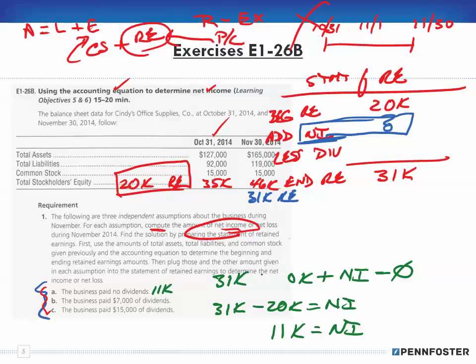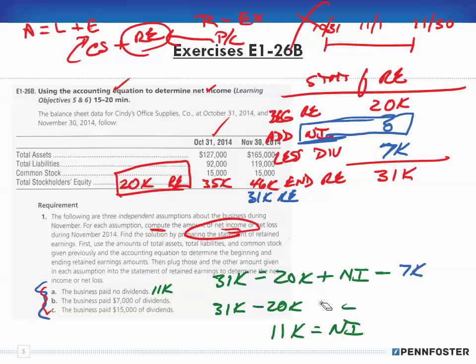31,000 is equal to, right, so it was 20. So in assumption B here, it's now saying that we're going to pay $7,000 in dividends, right? Well, what changes as far as this is concerned? Well, our dividends are not zero anymore. They're 7,000 because we're paying them out.